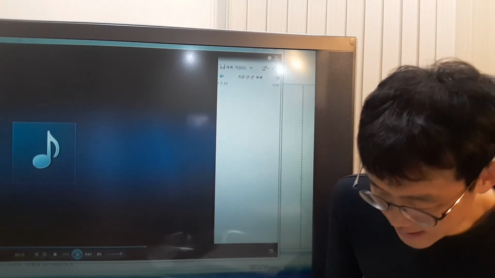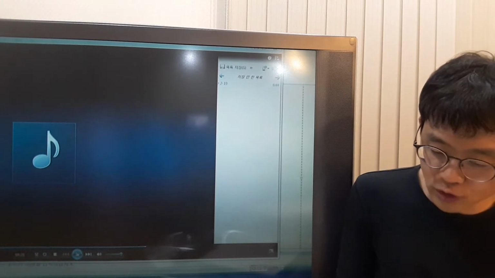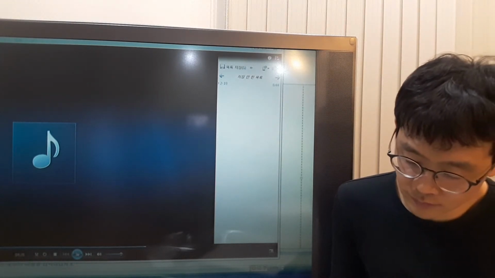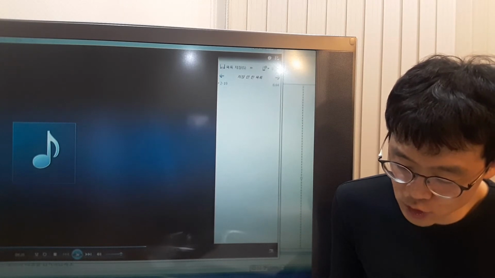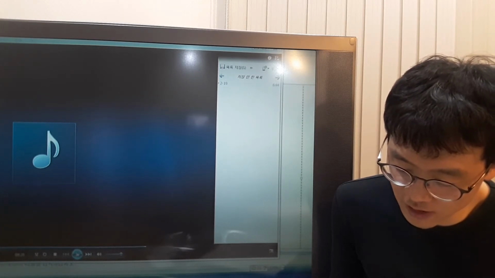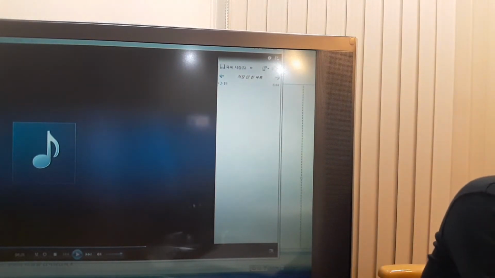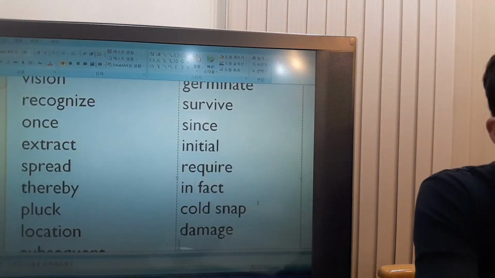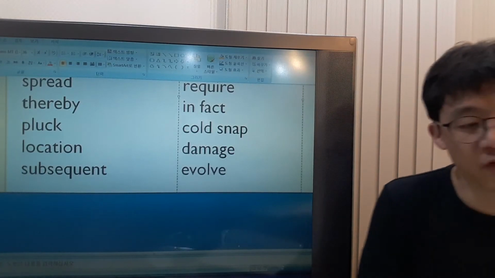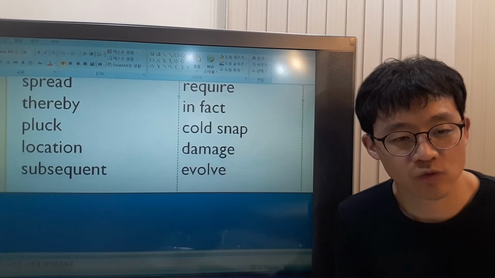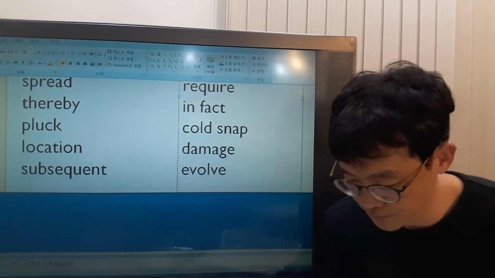Hydrangeas, lilies, and sunflowers produce no fruit, so they never evolve to bloom in spring. So these kind of flowers produce no fruit, so they have never evolved to bloom in spring. What does that mean, evolve? Evolve means to gradually change and develop into a different form. Okay?